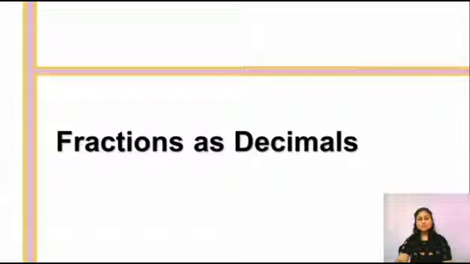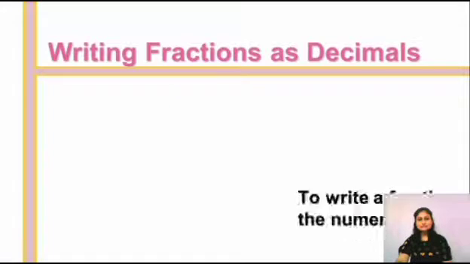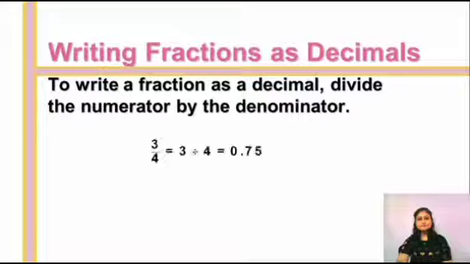Next topic is fractions as decimals. To write a fraction as a decimal, divide the numerator by the denominator. For example, 3 upon 4. Divide 3 by 4 and we have 0.75. Next example, 2 upon 5. Divide 2 by 5 and we have 0.4.